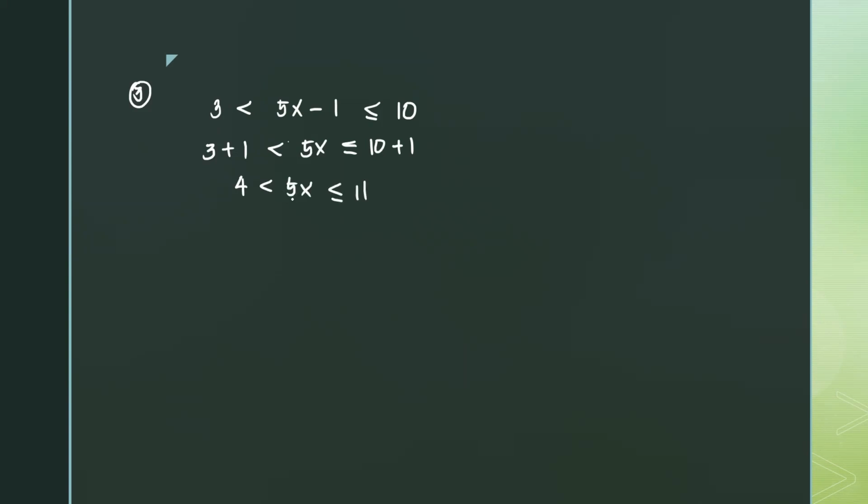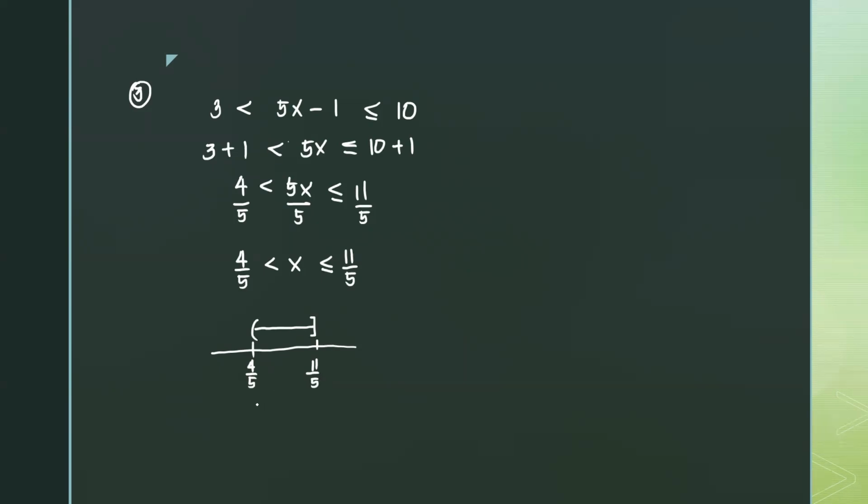I need an x, so I need to divide everything by 5. This becomes 4/5 is less than x is less than or equal to 11 over 5. So how do I draw that? That means I have to have two numbers at the bottom. And then there's a line. Now, look, on 4/5, is it parenthesis or bracket? It's parenthesis. Here on 11/5, it should be bracket.